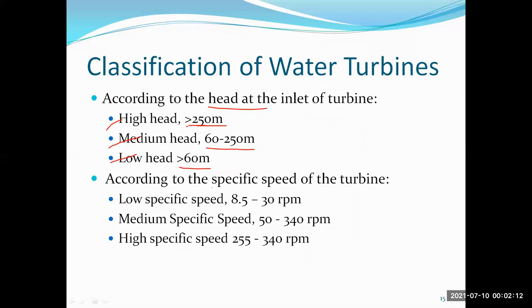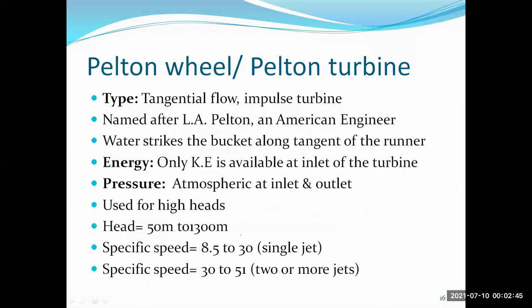Similarly, based on the specific speed, turbines are classified into low specific, medium specific and high specific speed turbines. If the specific speed varies from 8.5 to 30 rpm, it is called a low specific speed turbine. If it varies from 50 to 340, it is called medium specific speed, and if it varies from 255 to 340 rpm, it is called high specific speed turbine. These are the classifications of turbines based on different parameters. Next, let us see one type of impulse turbine, that is the Pelton wheel turbine.